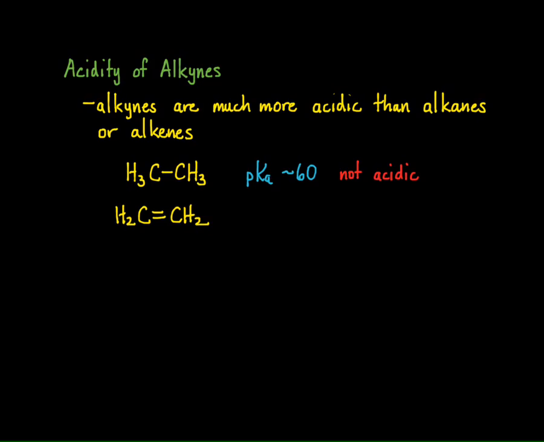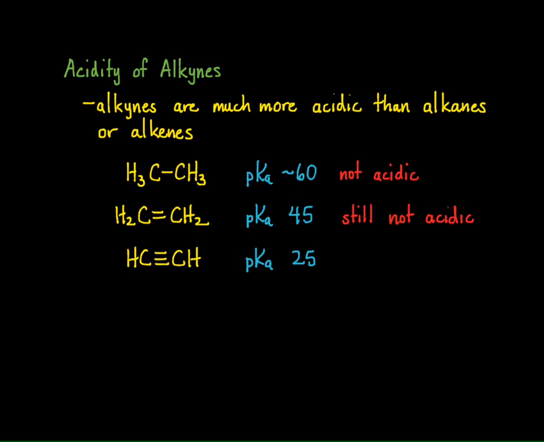Comparing that to ethylene, the pKa of ethylene is 45, so ethylene is a little bit more acidic than ethane, but still it's not acidic. Now, ethyne or acetylene has a pKa of 25, and here we're getting into the realm of acidity. Understand it's a weak acid, but something that has a pKa in the 20s is weakly acidic, and we have bases that are strong enough to remove those hydrogens.